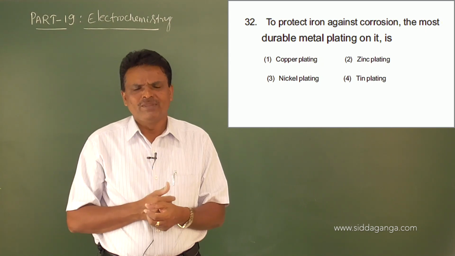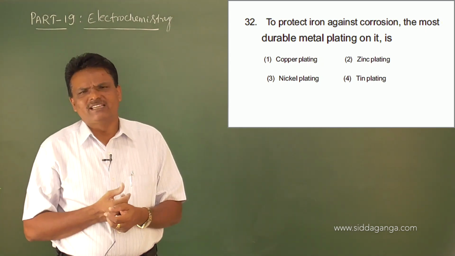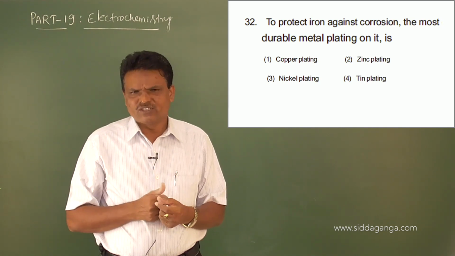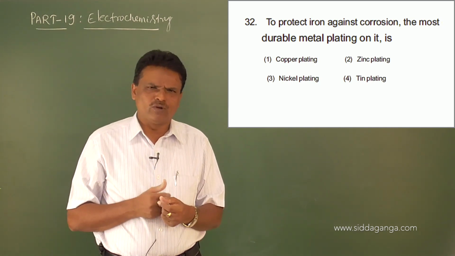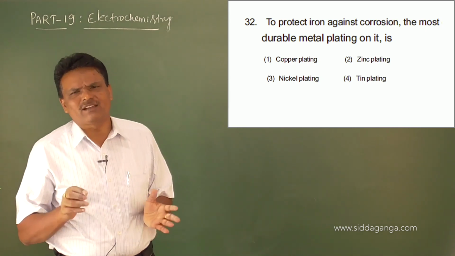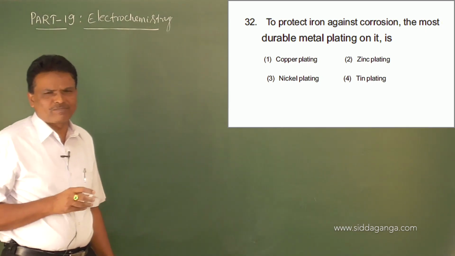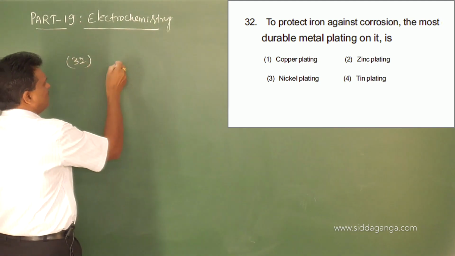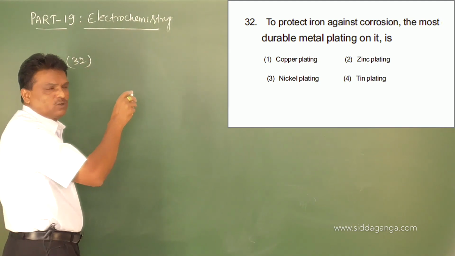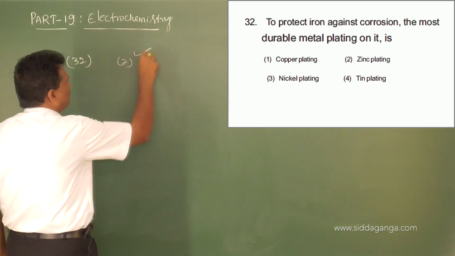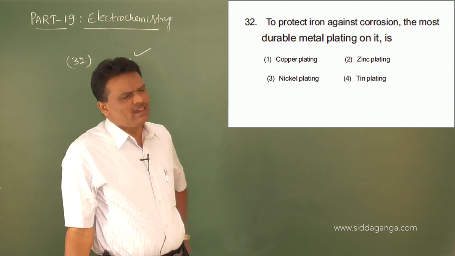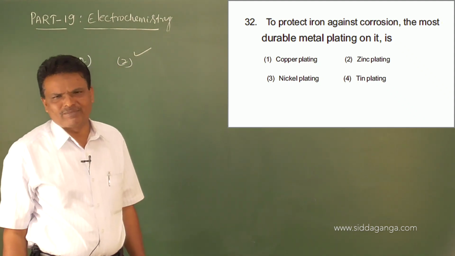Zinc plating can be done. One more thing is nickel plating, it is a fact. Nickel plating is also done. But here the best option is zinc plating. So for question number 32, option 2 is the right option. Suppose in case zinc is not given, you can take nickel plating. It is a fact.